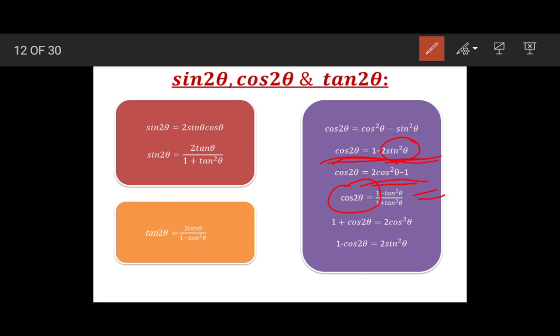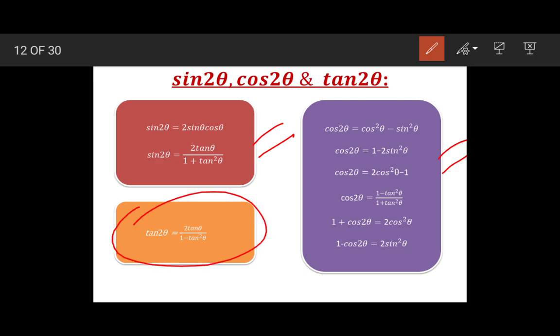Now from the second and third formulas we get two important results. The result is: 1 plus cos 2 theta is 2 cos square theta, and 1 minus cos 2 theta is 2 sin square theta. So these are very important formulas. These are the very important formulas of sin 2 theta, cos 2 theta, and lastly tan 2 theta. So tan 2 theta is 2 tan theta upon 1 minus tan square theta.